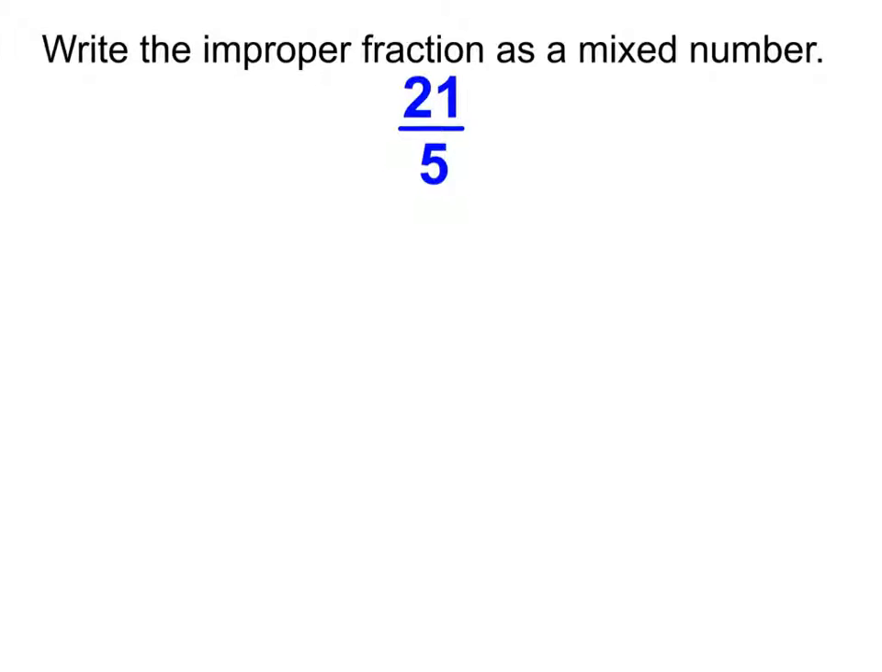All right, so for doing this one, we want to see how many times does 5 go into 21? It goes in a total of 4 times. Now with my remaining part, I know that it's going to be something over 5. That something is how many are left over. What's 4 times 5? 20. And so it's how many are left over from that. So that means there's 1 left over in this case. So you should have gotten 4 and 1/5.